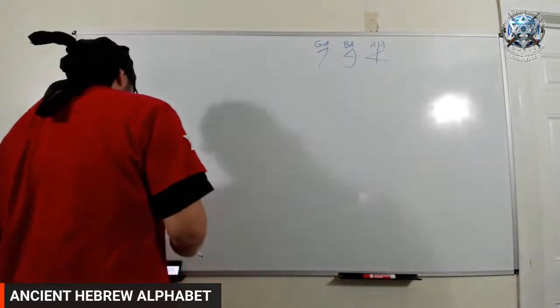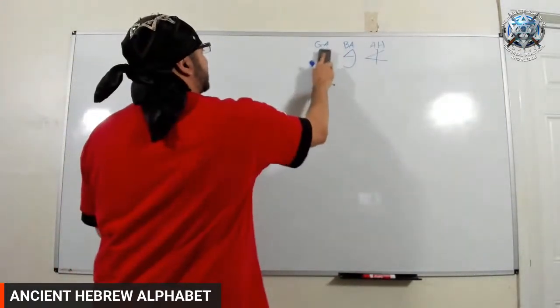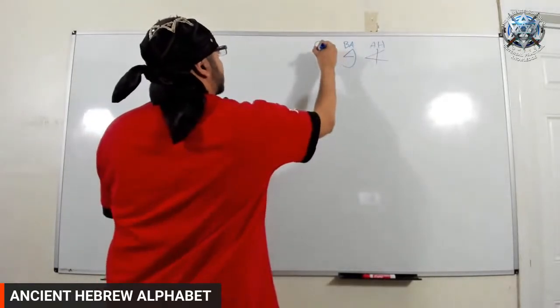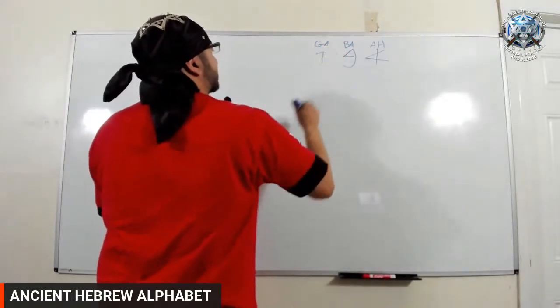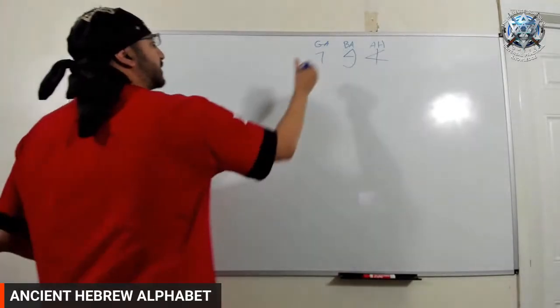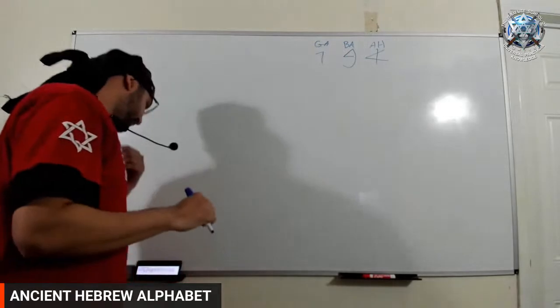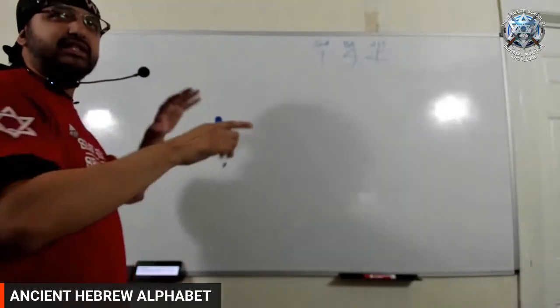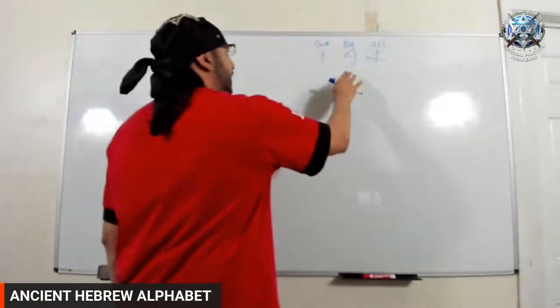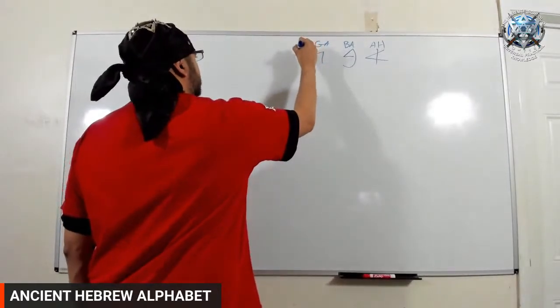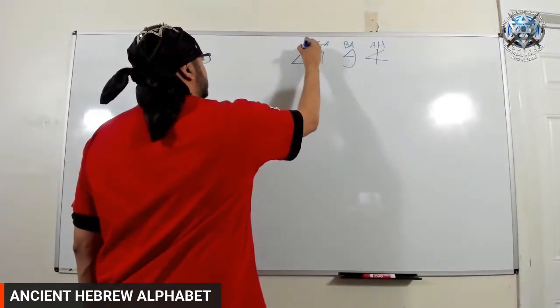Ga. Let me see if I can write that a little bit better. So Ga is kind of more like this right here. Okay? Ga. Almost like a 7, sort of. It's like a 7 that's tilted a little bit. Ba, Ga, Da, which is one of the most well-known ones.